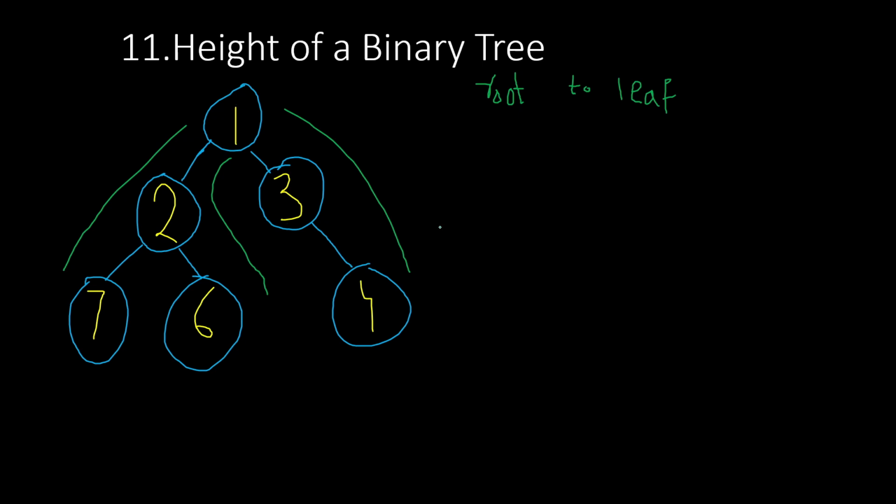Now how can we do it using the coding part? Now this is for basic understanding. I hope you have understood what is the meaning of height of binary tree. Now coming to the coding part here. Now coming to the approach, we have to take the maximum of right subtree and left subtree.